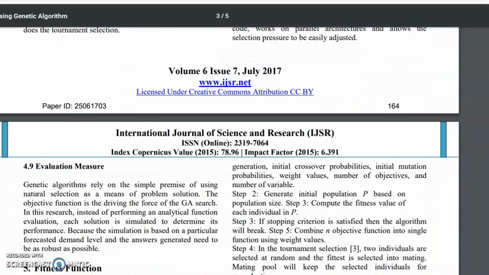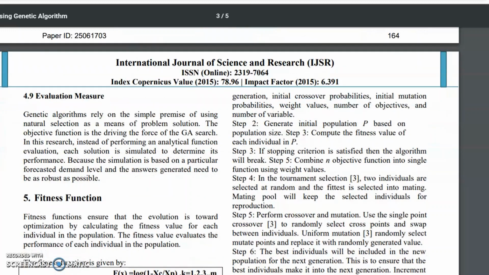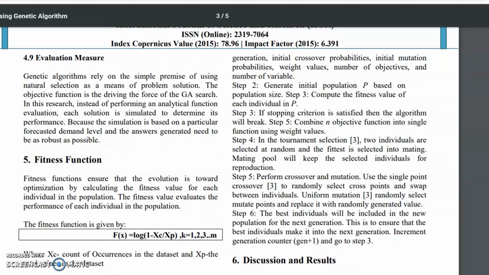So what is the evaluation measure? The genetic algorithm has a means of problem solution. The objective function is the driving force of the genetic algorithm. In this research, instead of performing an analytical function, we are determining the performance of each solution. So we have a fitness function which is used to calculate the solution and how well the fitness value is computed. For example, in this case, we are going to see the production cost.